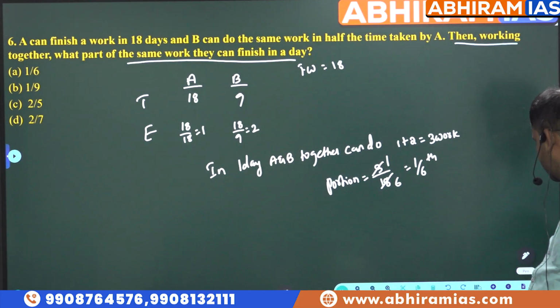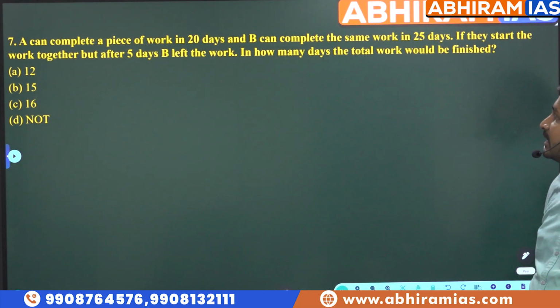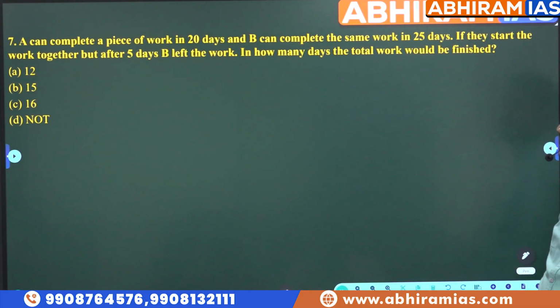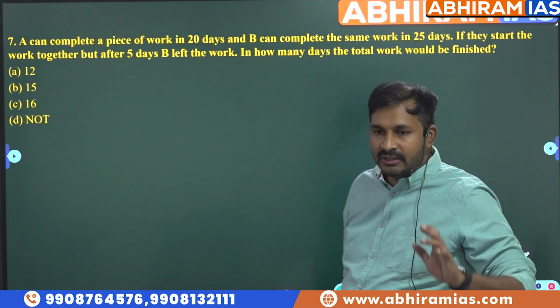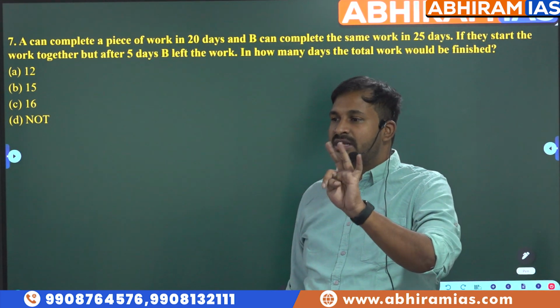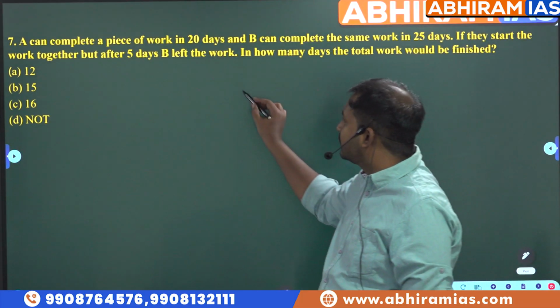Okay, right. Next one. A can complete a piece of work in 20 days. B can complete the same work in 25 days. If they start work together, but after 5 days, B. Okay. Now, first of all, whatever may be the question or whatever may be the situation, our first work is to find the total work and efficiencies. Please find the total work and efficiency.